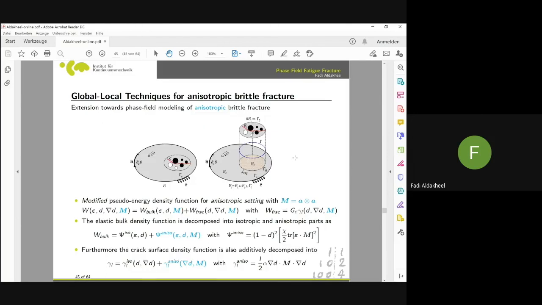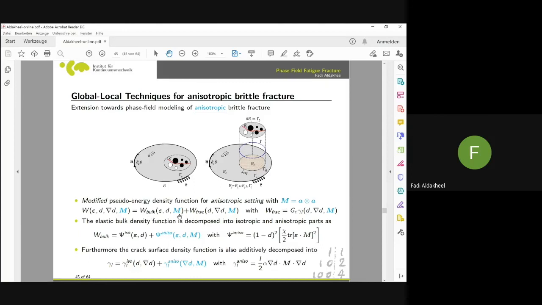Then let's see some examples. I've chosen two applications for you. And this is good, one of you asked about anisotropy. So think about this, your structure is like that, but here you have some fibers in the structure, so this is some preferred direction. This can be done here, let's say, using the global-local method. You have the global one and here the local one. And how do you do this model? You have the energy.